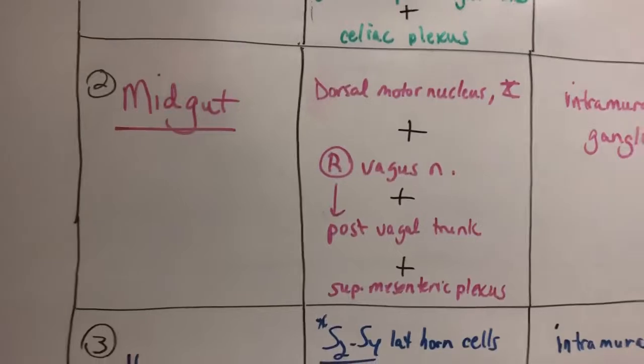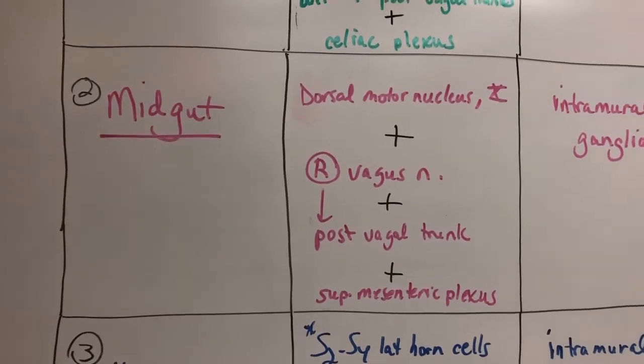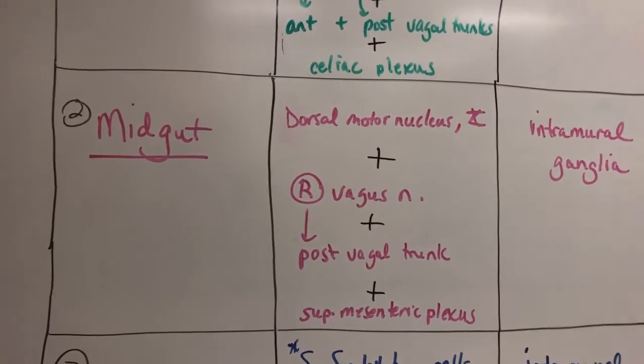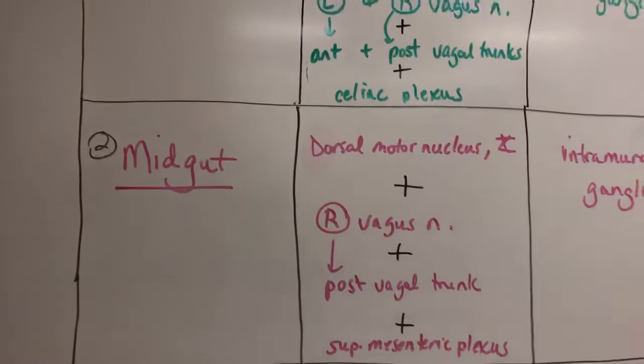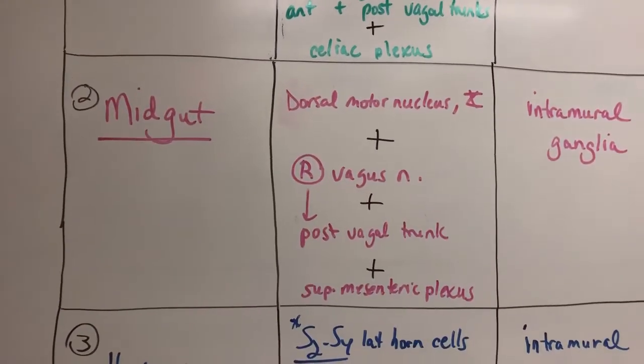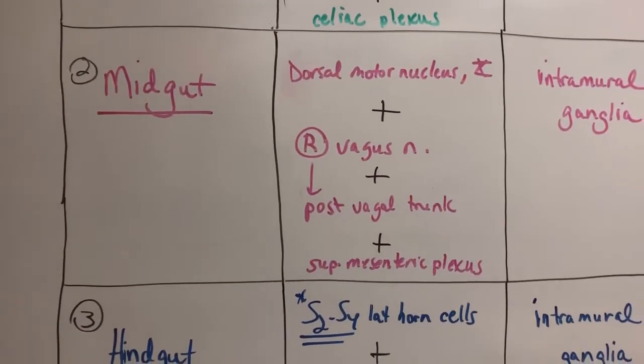Now let's go over to midgut. Midgut, these structures are a little bit different. These structures are going to include things like the duodenum, most of the small intestine, the ascending colon, the cecum. So let's talk about their innervation first. The preganglionic parasympathetic pathway is the dorsal motor nucleus of 10, but now it's only the right vagus nerve, which will give rise to the posterior vagal trunk.